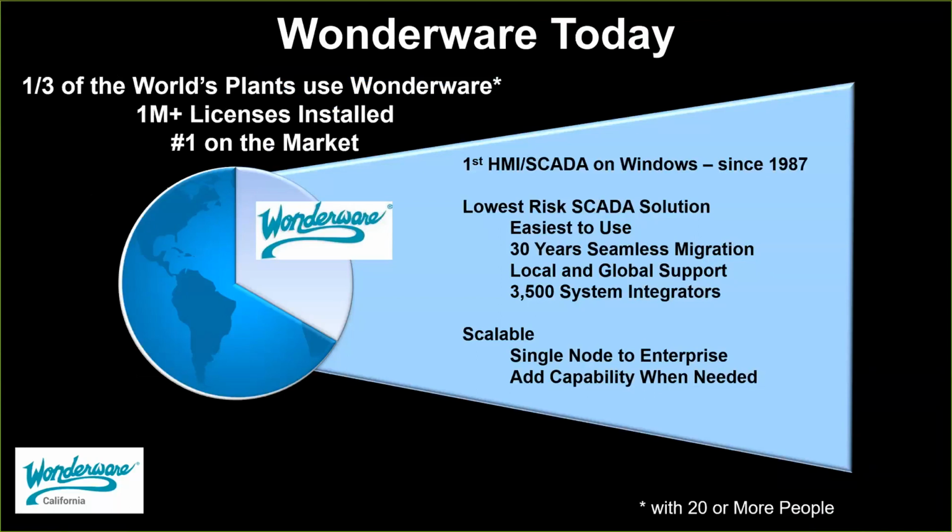So, Wonderware today. We're known as the first HMI SCADA industrial software platform on Windows since 1987. We're commonly known as the lowest risk SCADA solution and the easiest to use. We have over 30 years of seamless migration. We provide both local and global support. And our scalability allows you to start from a single node, and as your company grows and more capability is needed, you can scale all the way up to an enterprise solution.